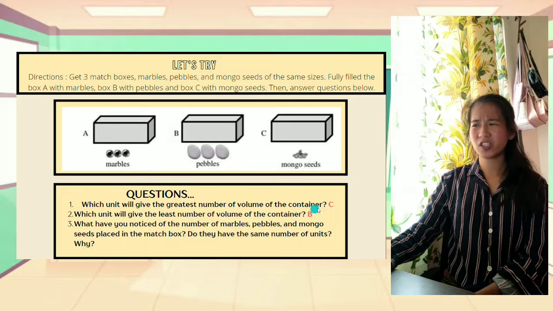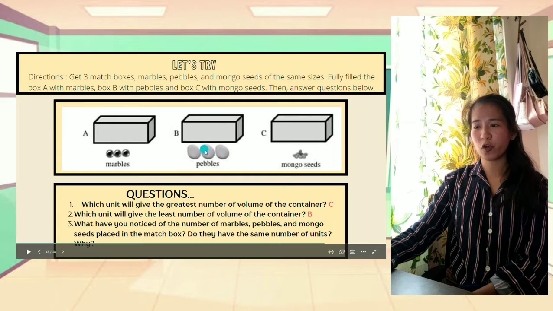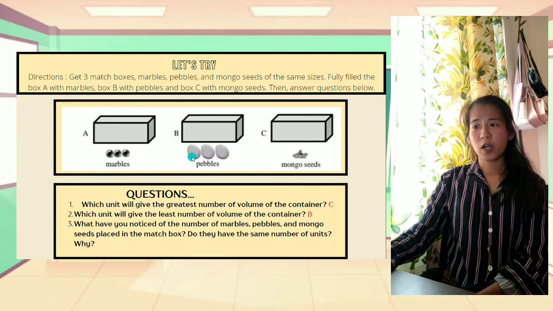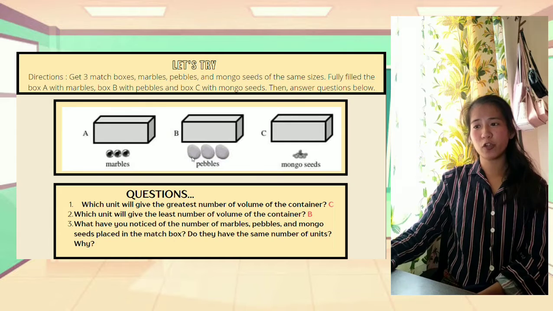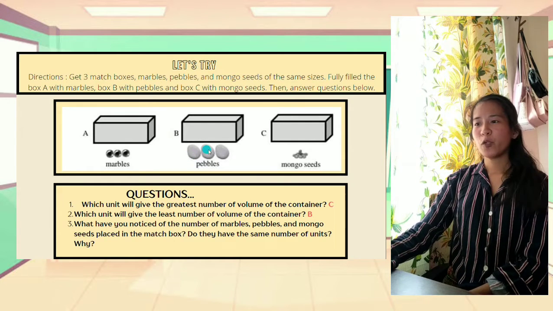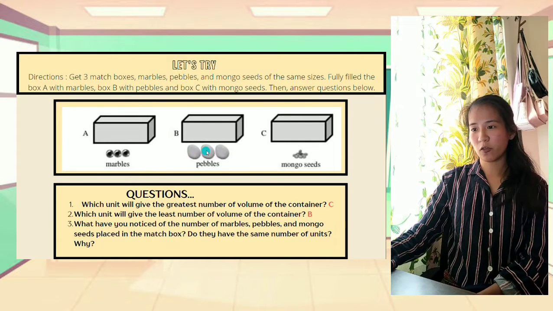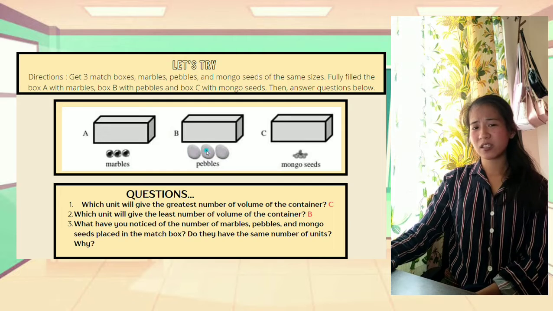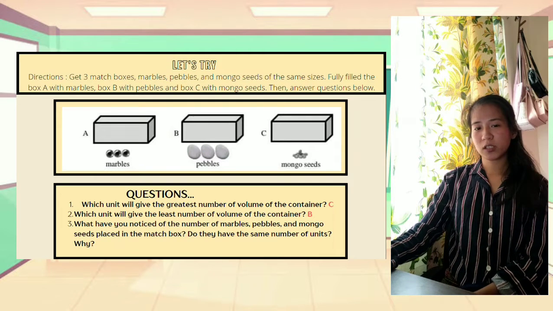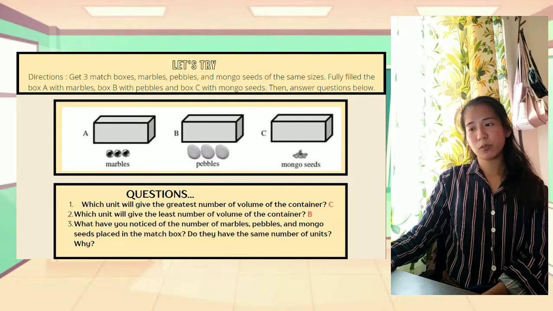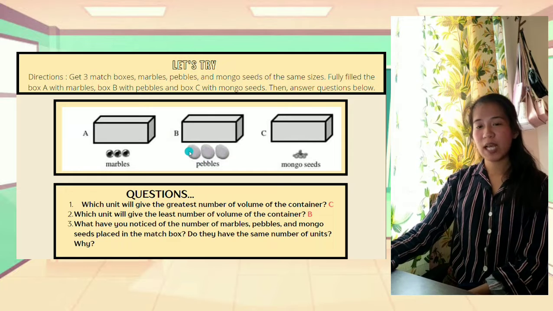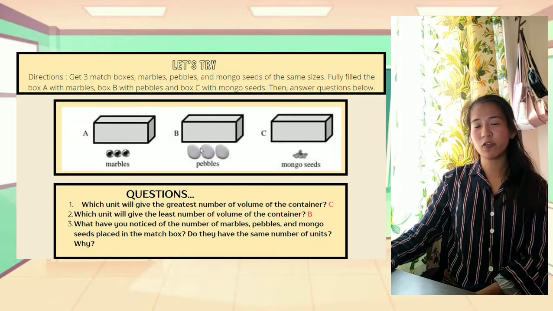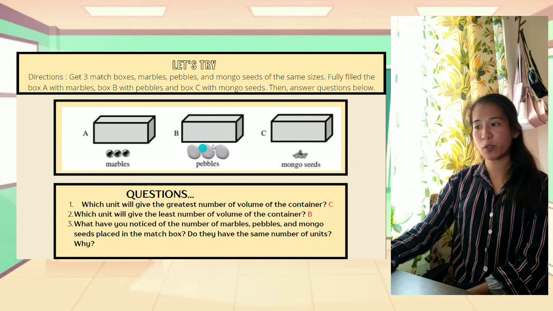Why? Of course, let's just try to see this picture. Pebbles are something very big, or bigger. So when you put pebbles inside the box, of course, only limited pebbles can be put inside the box. It is because the size of pebbles is bigger compared to mango seeds.